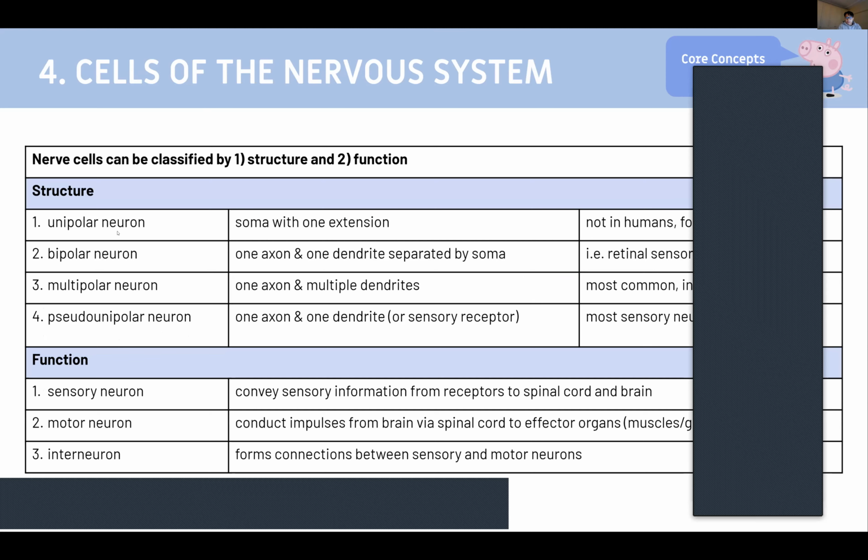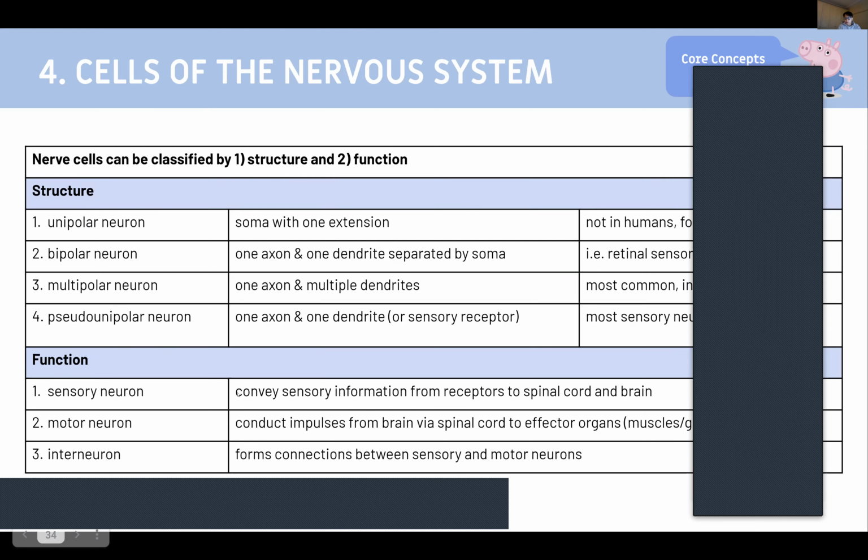Nerve cells can be classified either by structure or function. For structure, we have unipolar, bipolar, multipolar, and pseudo-unipolar neurons. This isn't that high yield, and once again, you can just go over it in your own time. More important is the function. We can classify neurons by three functions.